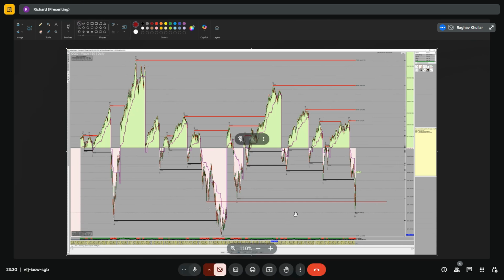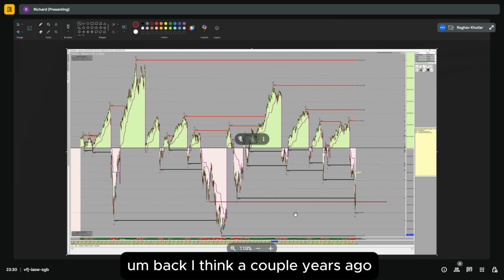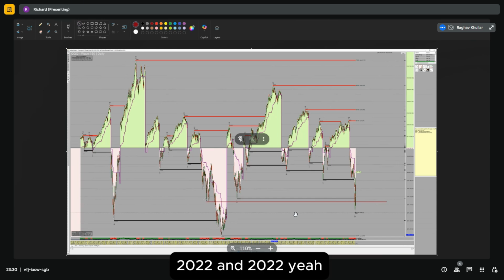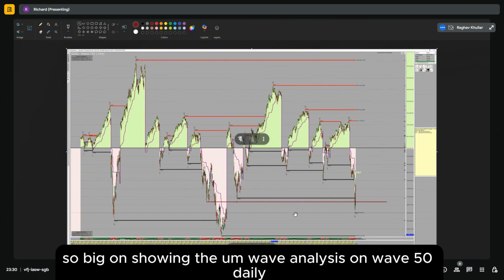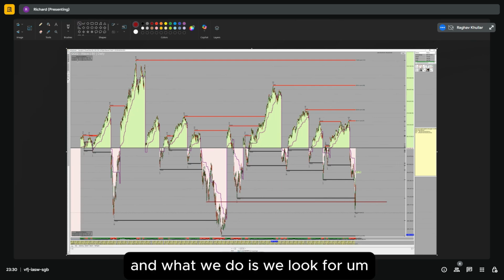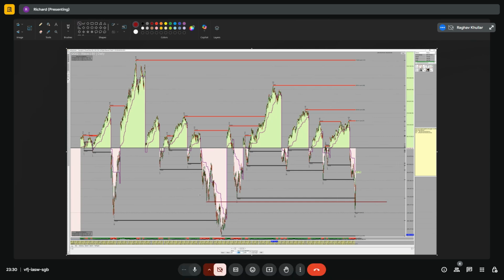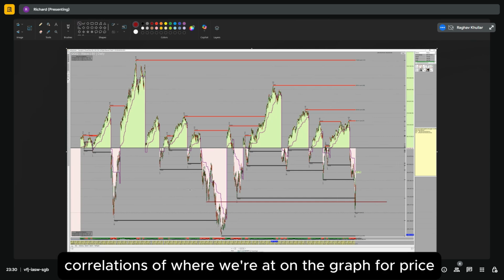From back, I think, a couple years ago, 2022. So Big Gun is showing the wave analysis on wave 50 daily. And what we do is we look for correlations of where we're at on the graph for price.